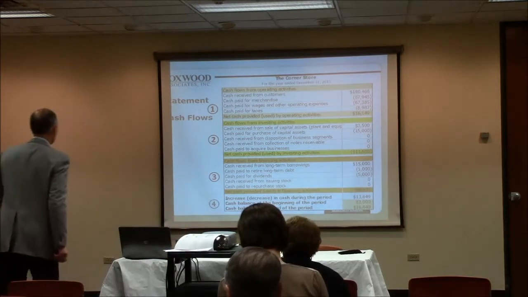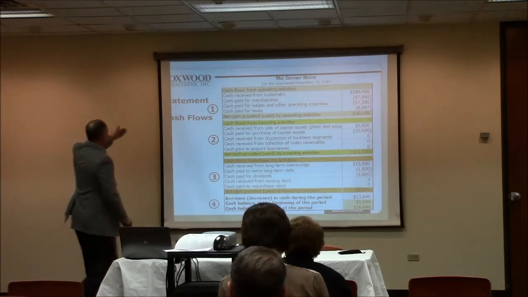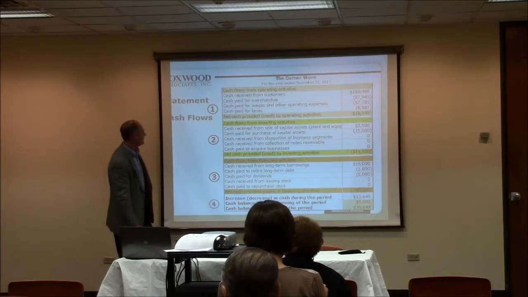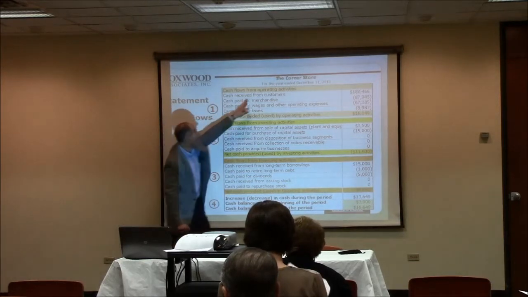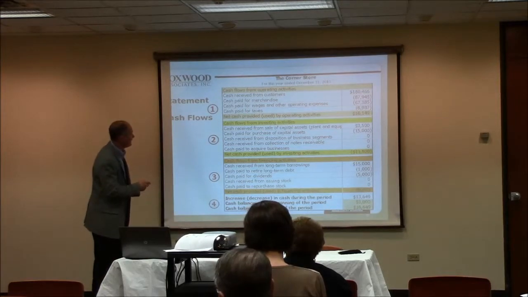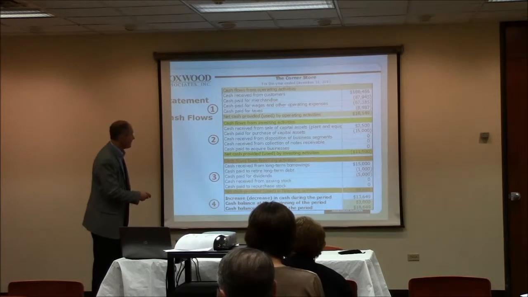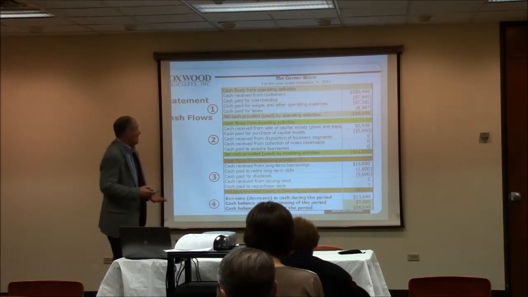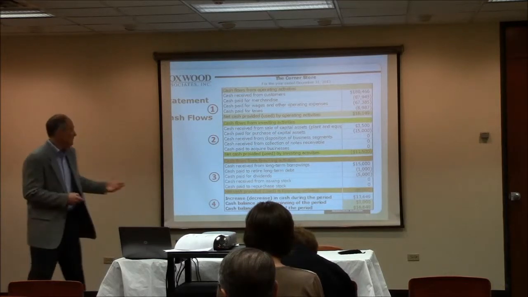Okay, we're going to take a look at this example. The title of the statement is missing here, but you get the substance of it. Here's operating activities. The top one is operating activities. The middle one here is investing. The bottom one here is financing. And what you see is positive numbers and negative numbers.